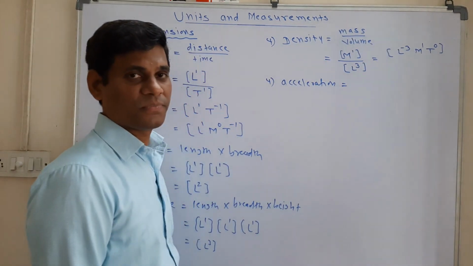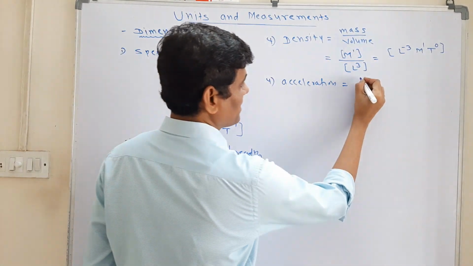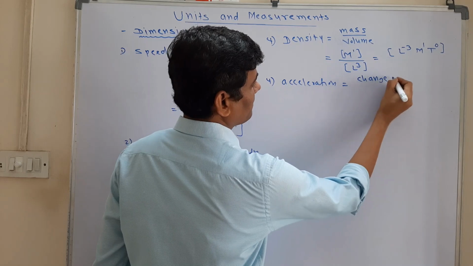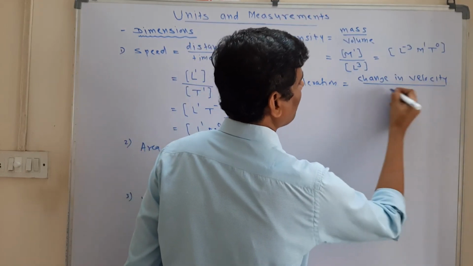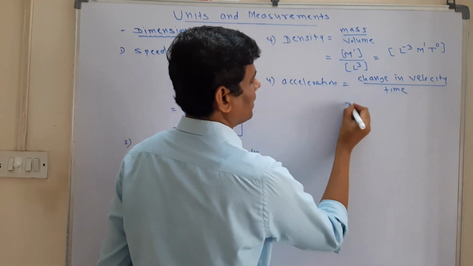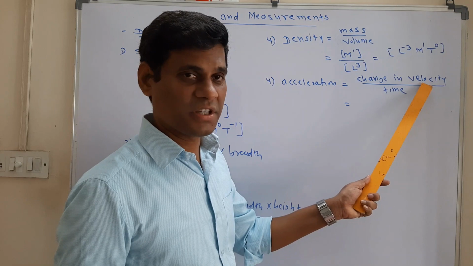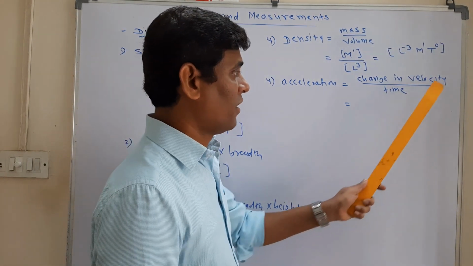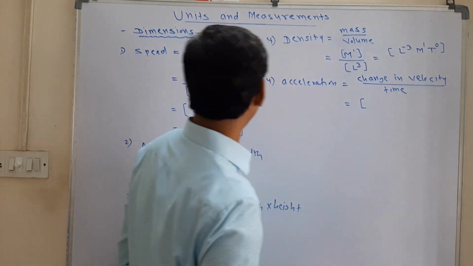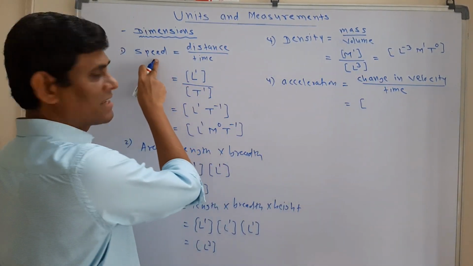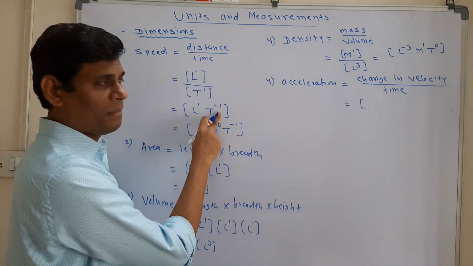Acceleration is the rate of change of velocity, or we can say change in velocity upon time. We have to focus only on the physical quantities. Which physical quantity? Velocity. So the dimension of velocity, the dimension of time. Velocity is a derived quantity, we must have already found its dimension somewhere. So velocity is nothing but speed. What is the dimension of speed? L1 T minus 1.